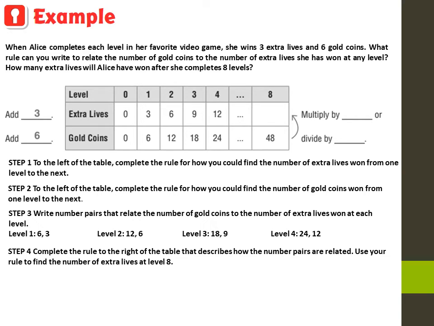Step 4. Complete the rule to the right of the table that describes how the number pairs are related. Use your rule to find the number of extra lives at level 8. For each level, the number of extra lives is half as great as the number of gold coins. So the rule is to multiply by half or divide by 2. So after 8 levels, Alice will have won 24 extra lives.